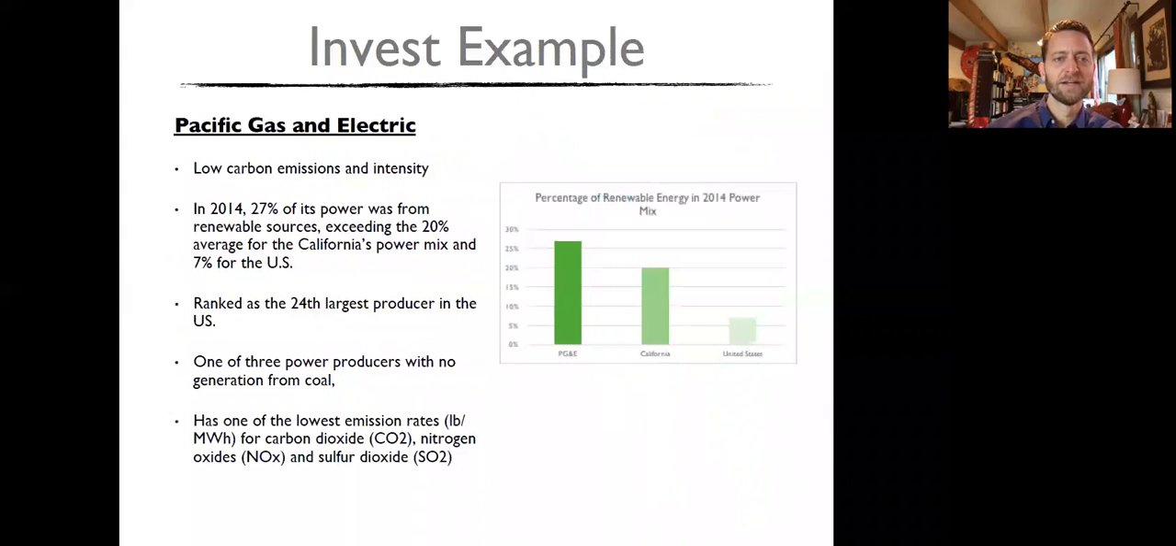Next slide. And how you get there, like you have to own utilities if you want to have a market-wide portfolio. So the funds are going to over tilt to a utility like PG&E, who's sourcing 27% of their energy from renewables versus a 7% national average.